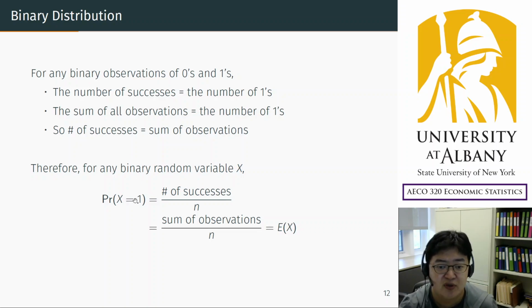So as a result, when you calculate the probability, you count the number of successes and divide by the sample size. And when you calculate the mean, you sum the observations and then divide by the same sample size. But as we just discussed, the numerators are the same. So those two are the same. So the probability of success always equals the mean. That's one of the important properties of a binary distribution.